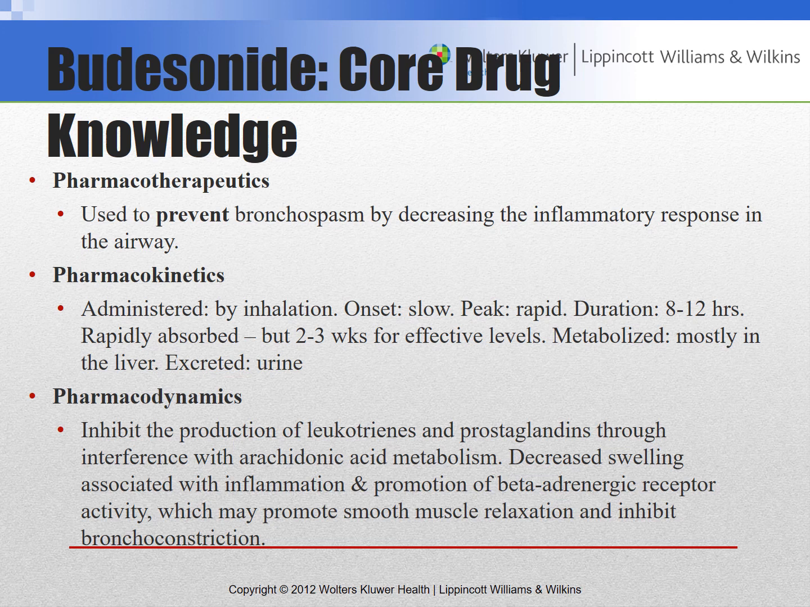Pharmacodynamics, they do inhibit the production of leukotrienes and prostaglandins through interference with the arachidonic acid metabolism. The decreased swelling associated with inflammation and promotion of the beta-adrenergic receptor activity, which may promote smooth muscle relaxation and inhibit bronchoconstriction.